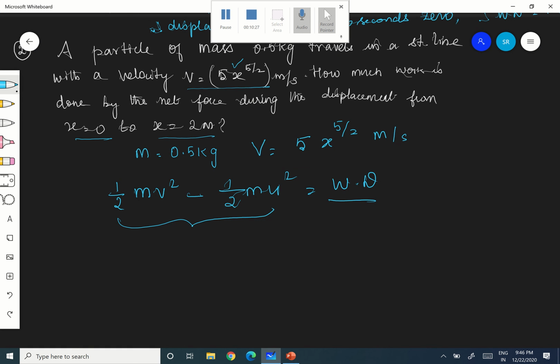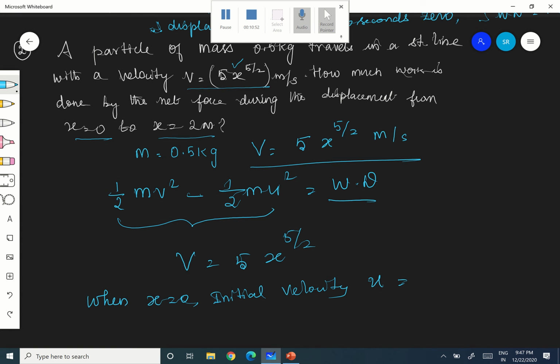V is given, V is changing with respect to x. What is V? That is equal to 5x^(5/2). It changes with the distance like that. Therefore, when initial kinetic energy x is equal to 0, the initial velocity u is equal to 5 times... velocity changes how? With respect to this expression, 5x.